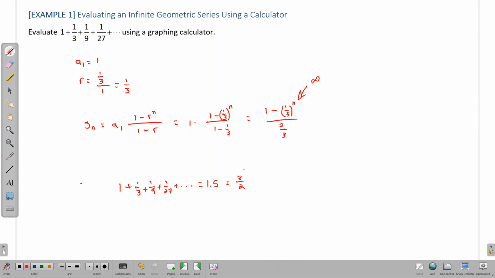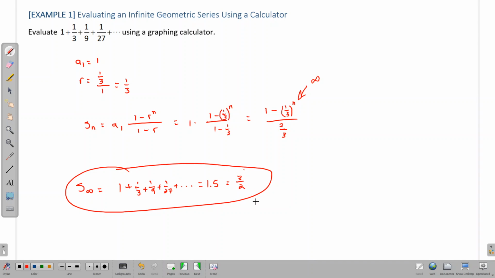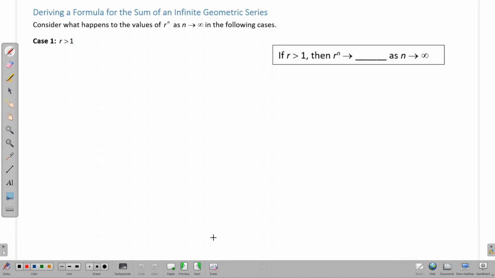So that is S infinity. That's the infinite sum of that, or the sum of that infinite geometric series. Now, we don't want to have to do that every time. We would like to have a mathematical way of getting to this number. So before we can get there, we need to do a little bit of investigating. So what we need to do is investigate r to the n in some different cases and see what happens when we take a number and raise it to a power. We're going to break it down into 3 cases.